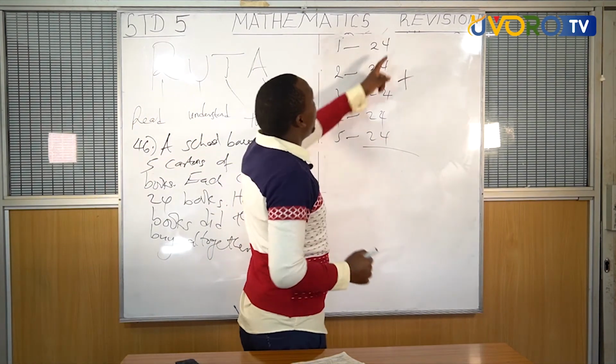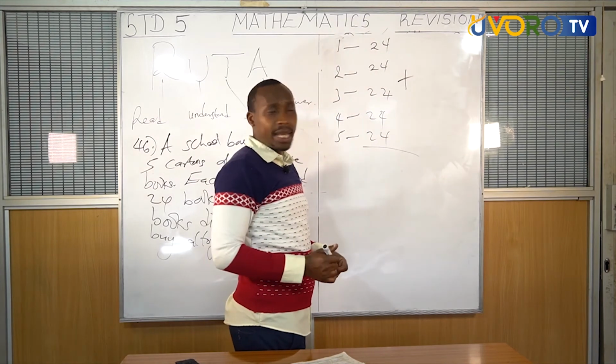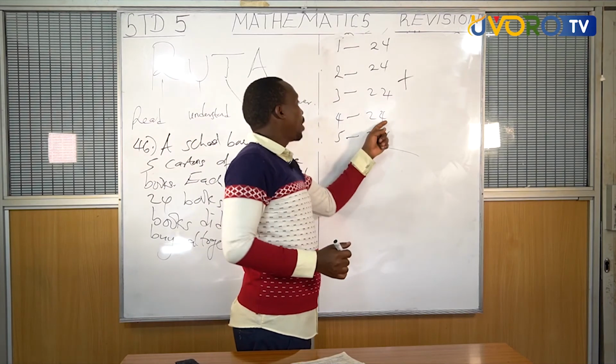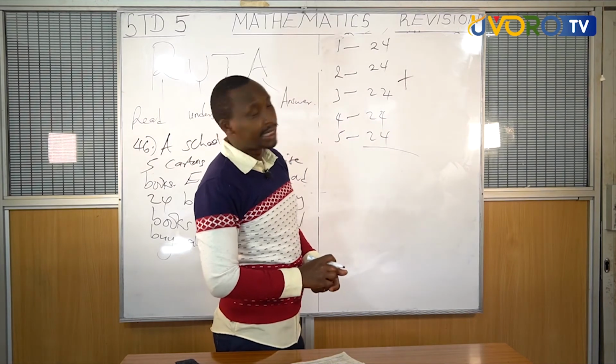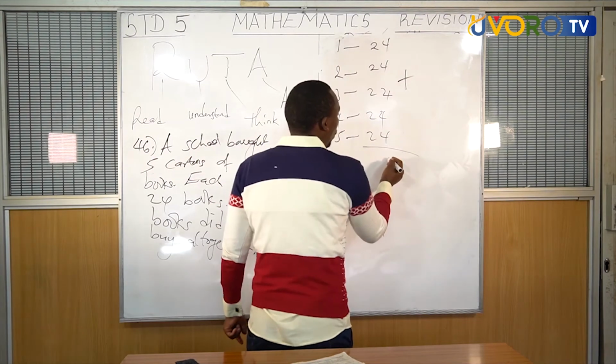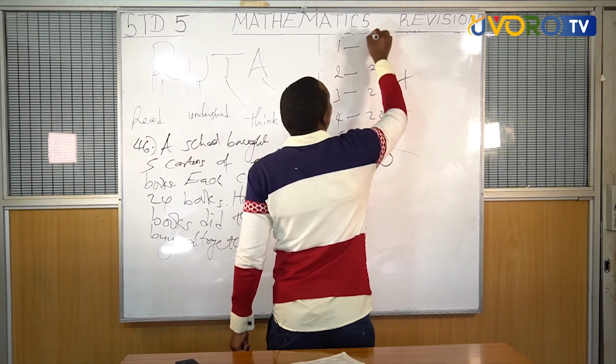Plus. 4 plus 4 is what? 8. 8 plus 4 is what? 12. 12 plus 4 is what? 16. 16 plus 4? 20. Very good. 0. We carry 2.